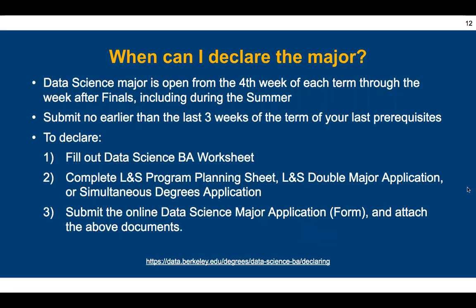And so when can you declare the major? The data science major is open from the 4th week of each term through the week after finals, including during the summer semesters. You should submit no earlier than the last 3 weeks of the term of your last prerequisites. To declare, you first fill out the data science BA worksheet, then you complete the L&S program planning sheet, and if you're eligible, fill out the L&S double major application or the simultaneous degrees application.